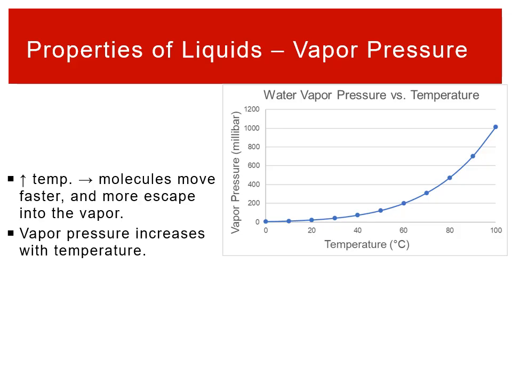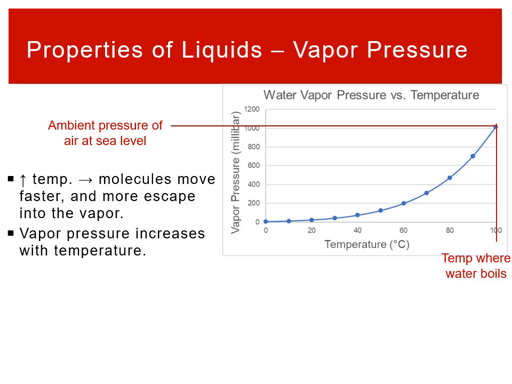And if we look at this graph, there are some relevant points. This right here would be ambient pressure of air at sea level. So this is in millibar. So ambient pressure is about 1 bar, which is just over 1,000 millibars. This is 1 atmosphere, the unit of ambient pressure at sea level. And if you'll note where that line crosses is 100 degrees Celsius, which is the temperature where water boils. This is not accidental.